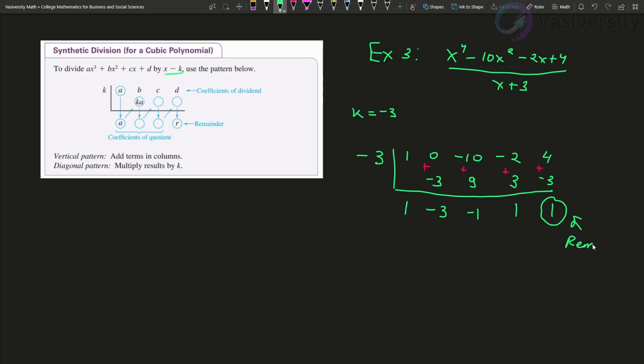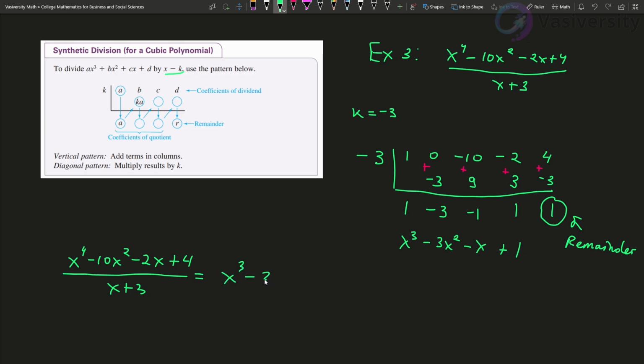We did divide it with remainder, but what would actually be the equation here? We have decreased the power. So we will have x cubed minus 3x squared minus x plus 1, and our remainder right here. So x to the 4 minus 10x squared minus 2x plus 4 divided by x plus 3 has become x cubed minus 3x squared minus x plus 1 plus our remainder, and the remainder is 1 over x plus 3.